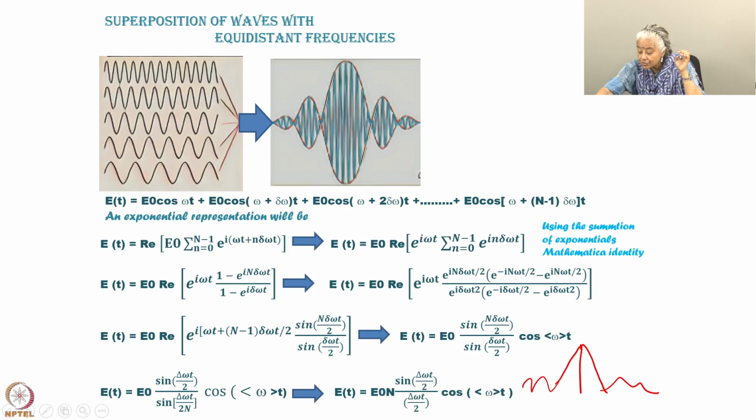And if you wanted the intensity, it will be equal to E star E, which will give you the intensity, which will be on this side. There will be nothing on the negative side. But I am dealing with just the wave part, not the intensity part. So, that is how you get this wave.